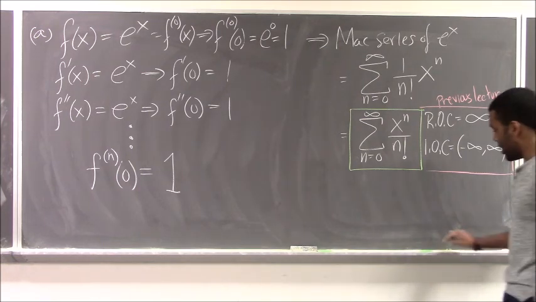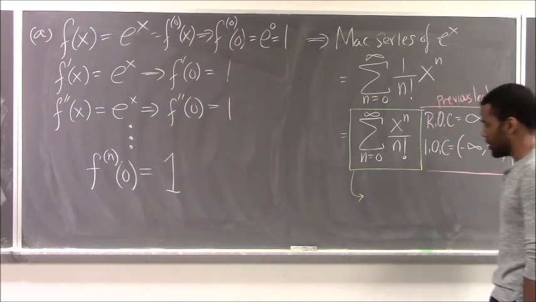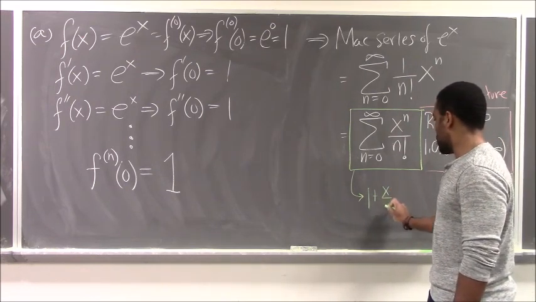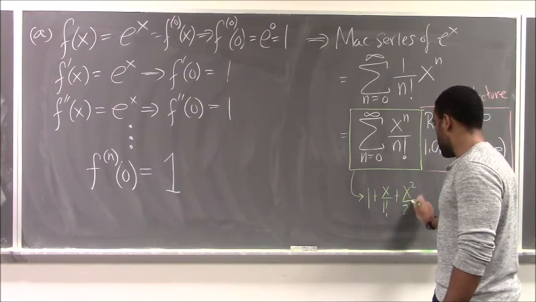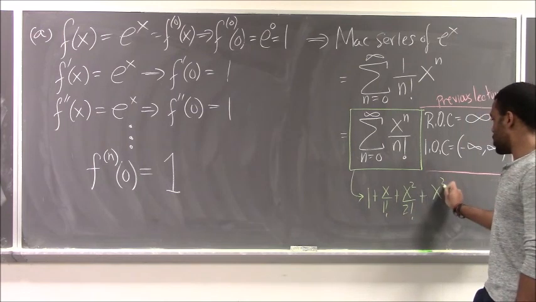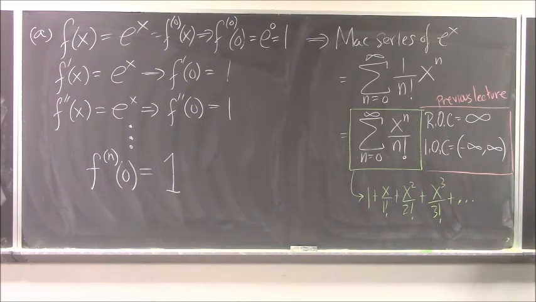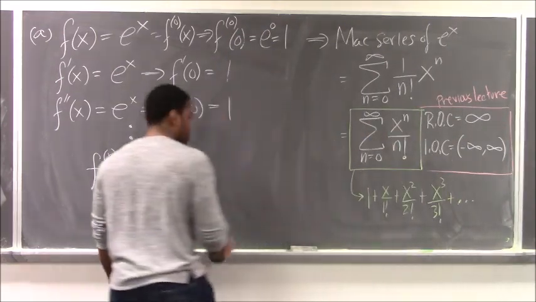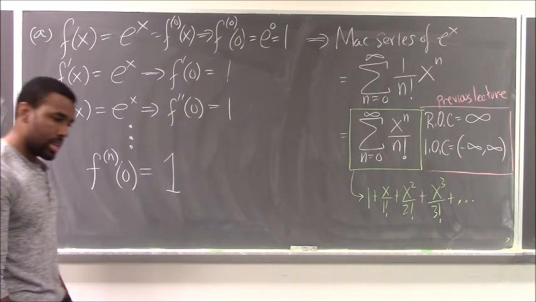By the way, if you were to write it out, and I believe the last time we spoke about this we actually wrote it out, it looks like 1 plus x over 1 factorial plus x squared over 2 factorial plus x cubed over 3 factorial plus dot dot dot. And we have that.